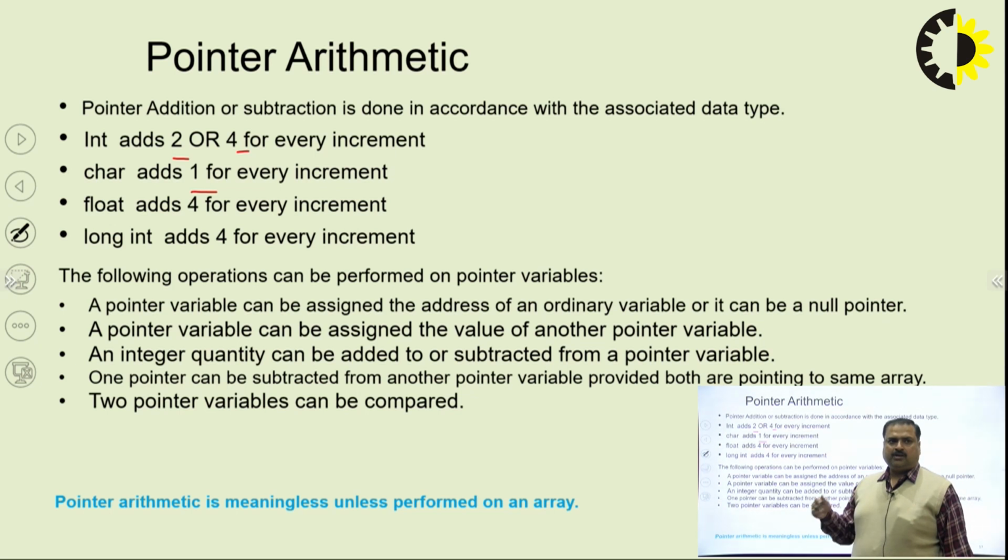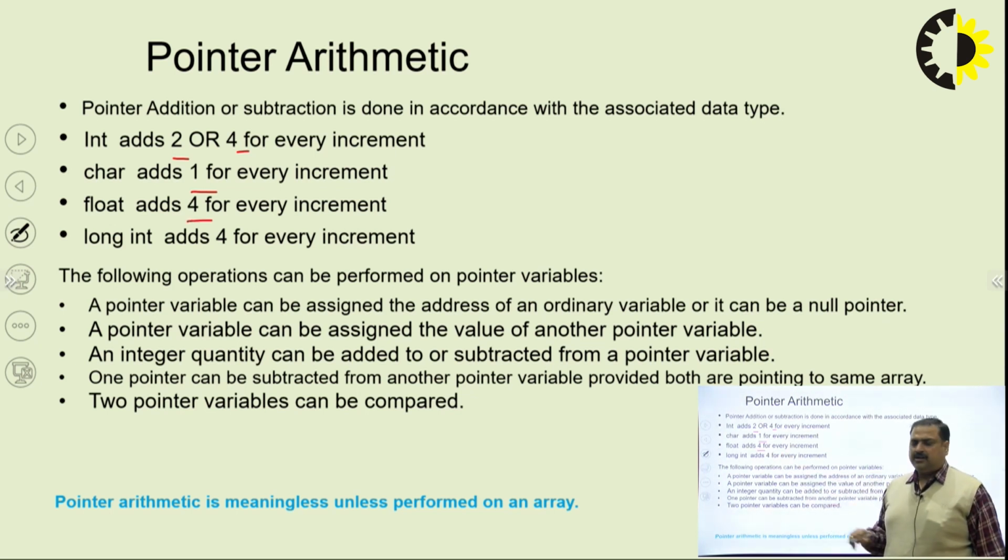If we add to a float type pointer, then it will add 4 for every increment, and for long it will again add 4 for every increment. So, these operations can be performed. If we subtract, similarly the values will be subtracted from the address of the pointer. So, they can be assigned an address of an ordinary variable, or it can be a null pointer.